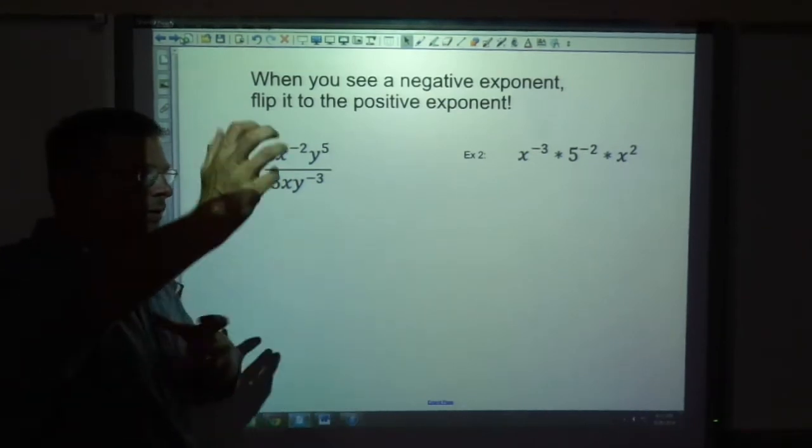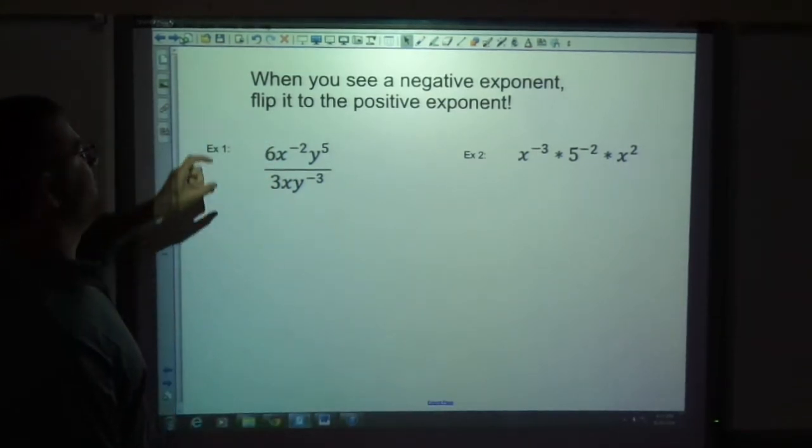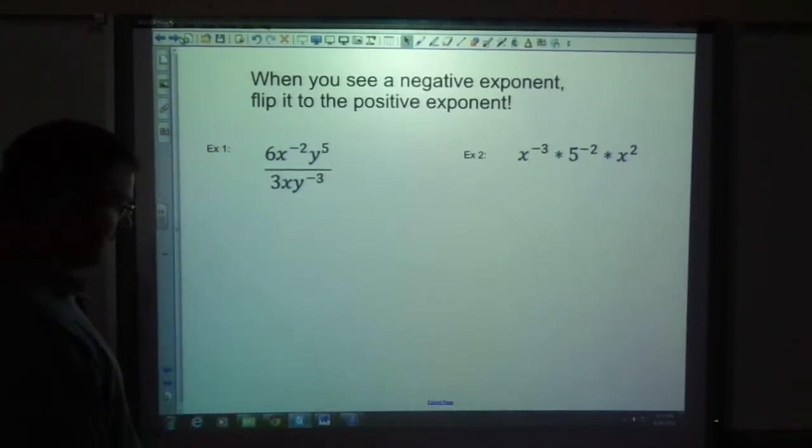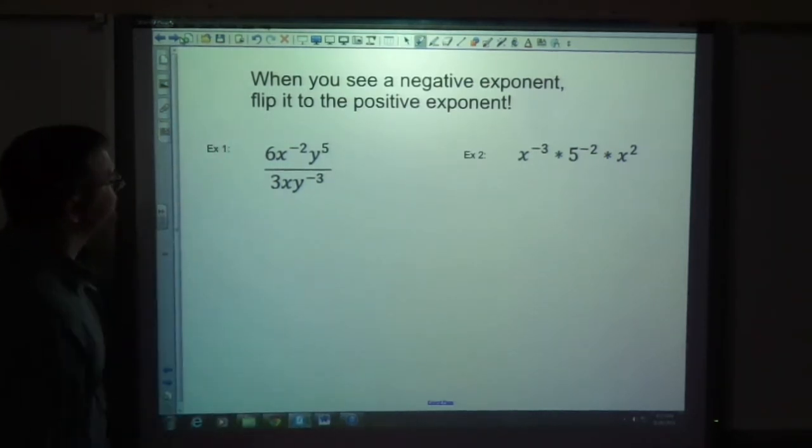It's really just like reshuffling the furniture, downstairs to upstairs. If we've got negative exponents in the top, move it to the bottom. If it's in the bottom, move it to the top. So a problem like this.